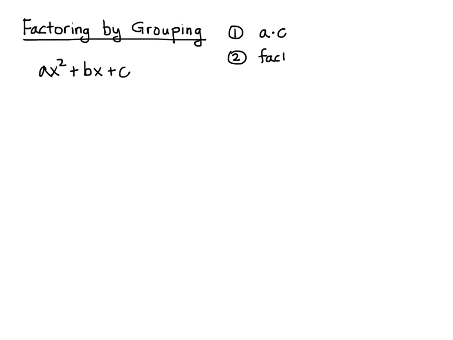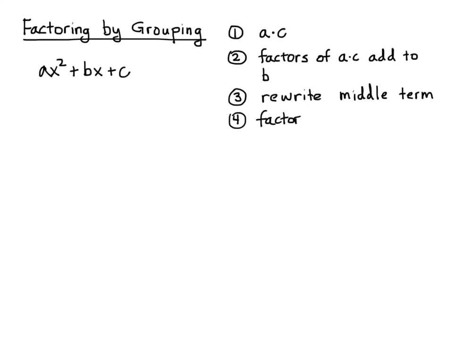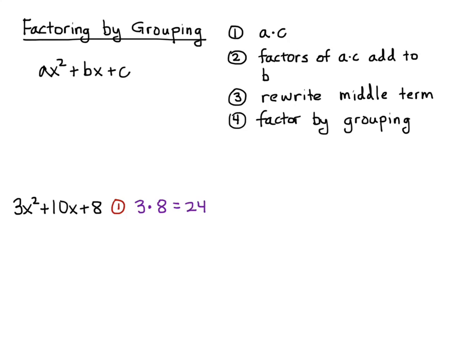Okay, so it's going to be these 4 steps. We're going to take A and multiply it times C, and then factor AC to see which factors add to B. Then we're going to rewrite the middle term and then factor by grouping. Let me take you through one like that. I have 3x squared plus 10x plus 8. Step number 1 is multiplying the 3 times the 8, and I get 24. Now I want to come up with factors that will add up to 10.